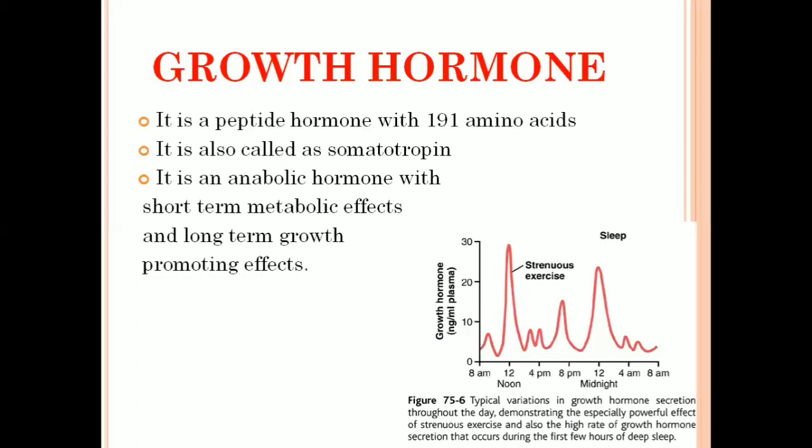Okay, look at this graph. This graph shows the variation in growth hormone secretion in 24 hours. Growth hormone secretion is increased during strenuous exercise so as to provide energy for the muscles, and also during early hours of deep sleep, growth hormone synthesis is increased. When we look at the age group, adolescents have increased growth hormone secretion and elderly people have decreased growth hormone secretion. So these two variations are very important. Next, we'll discuss these two effects, that is metabolic effects and long-term growth promoting effects in detail.